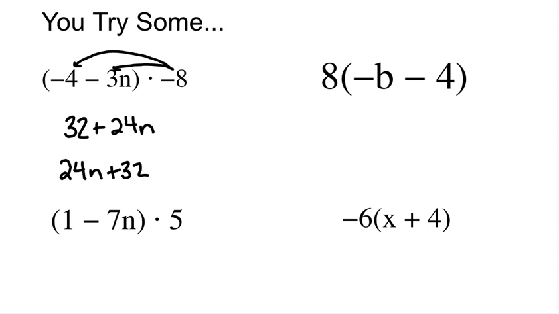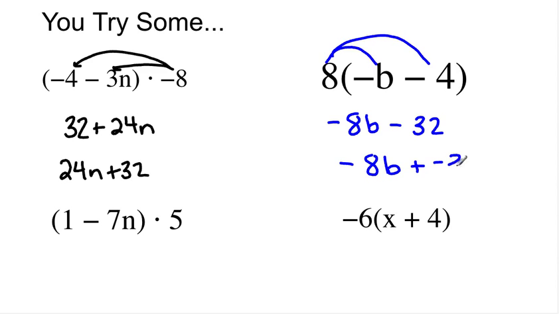All right, let's look at this next problem. This one is negative 8b minus 32. 8 times negative b would be negative 8b. Times negative 4 is negative 32. You sure could have this answer as well if you did the additive inverse. That would be just fine.